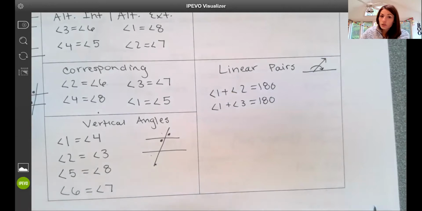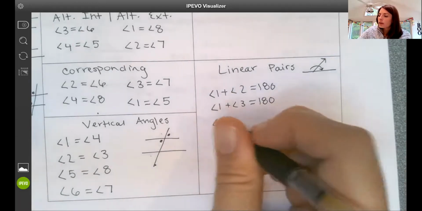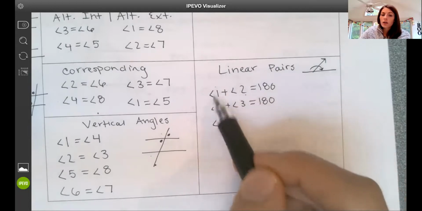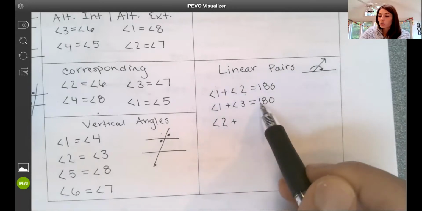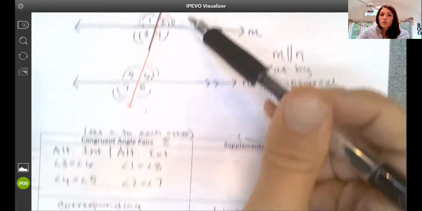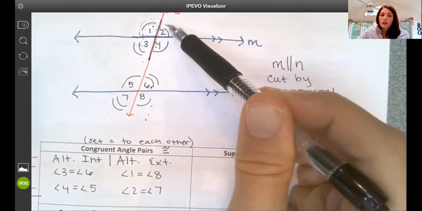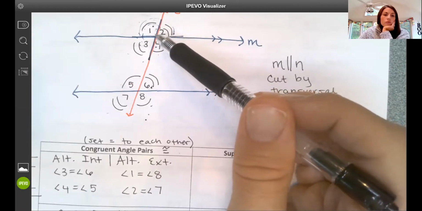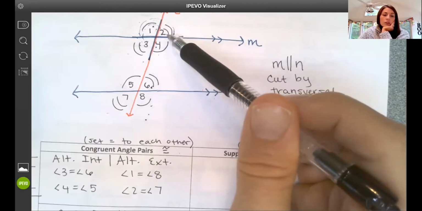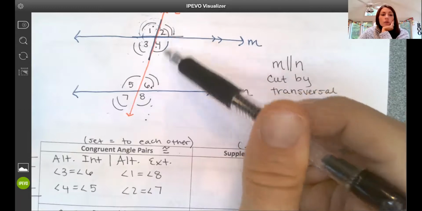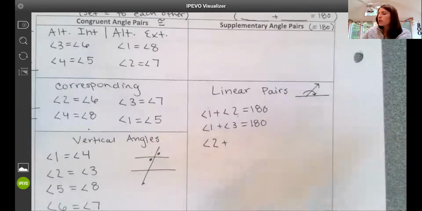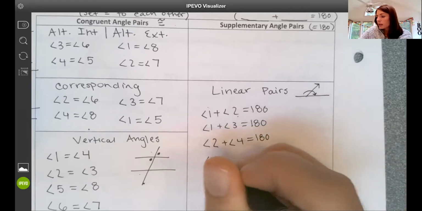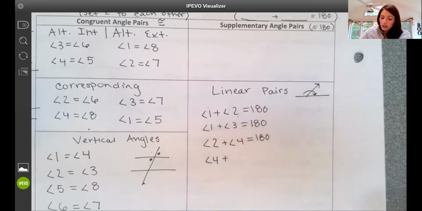This is where it gets a little tricky. What other angle creates a line with angle 2? Okay, so 1 has 2 angles that give me a linear pair. 2 could also make a line with, yep, with 1. What else? 2 with 4. Yeah. So I also can say angle 2 and angle 4 add up to 180, and angle 4 also makes a line with angle.